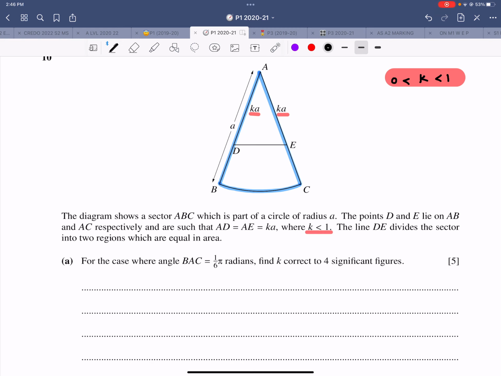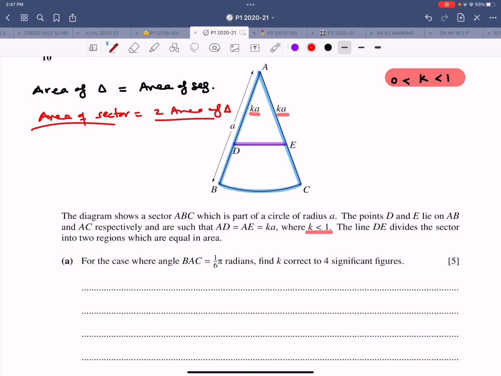Now it says the line DE divides the sector into two regions that are equal in area. That means the area of the triangle is equal to the area of the segment. Agreed? Can I also write this, that the area of the sector is 2 times the area of the triangle? So I don't have to do any subtraction, because that's 1, this is 1, the whole thing is 2. So the area of the sector is twice the area of the triangle.